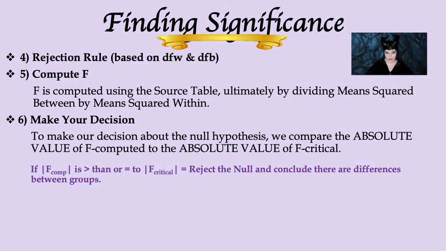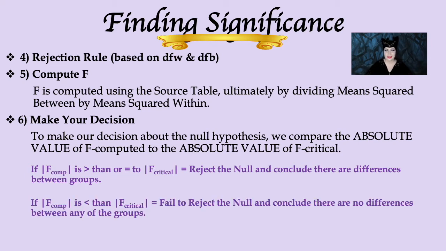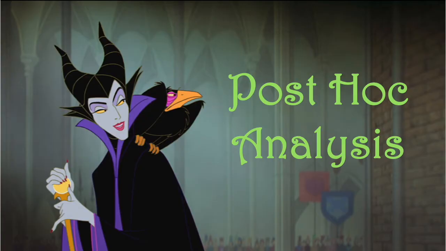If the F computed value is greater than or equal to F critical, we're going to reject the null and conclude that there are differences between the groups. If F computed is less than F critical, then we're going to fail to reject the null and conclude that there are no differences between the groups. And as usual, step 7 is to write your conclusion. So up until now, those are the 7 steps that you're familiar with because you've been doing them for a significant amount of time. But now I'd like to tell you about the post hoc analysis.